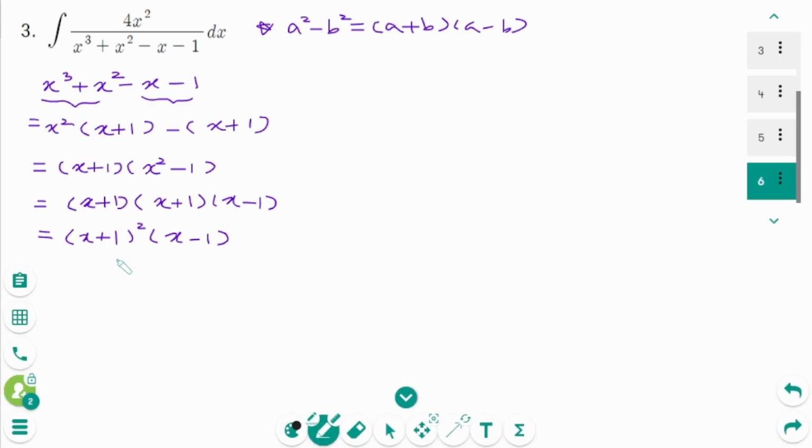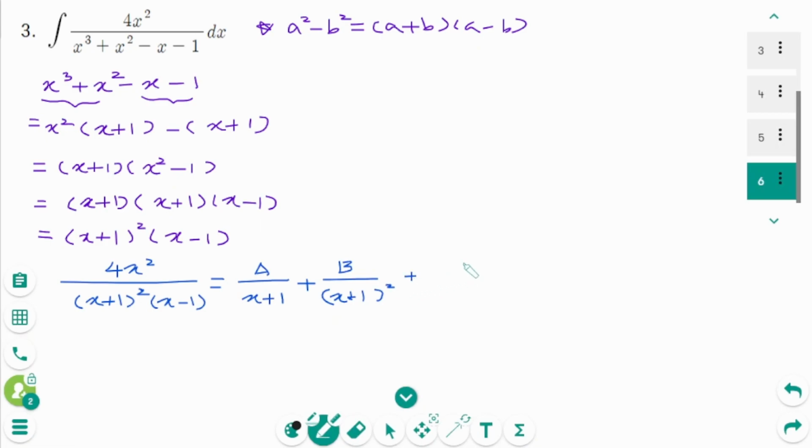Since the linear factor x plus 1 occurs twice, the partial fraction decomposition is 4x squared over x plus 1 squared times x minus 1 is a over x plus 1 plus b over x plus 1 squared plus c over x minus 1.